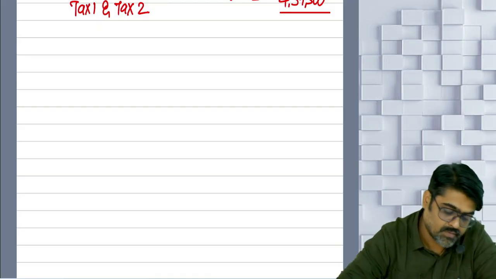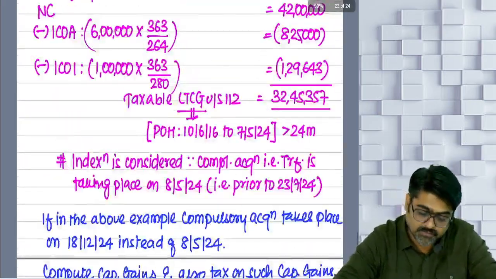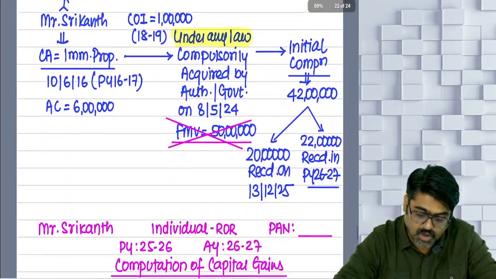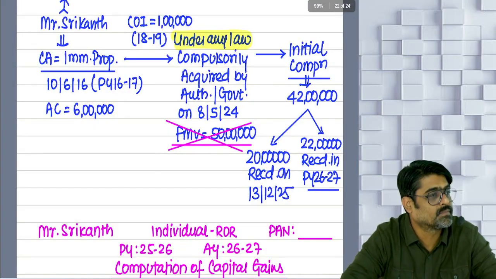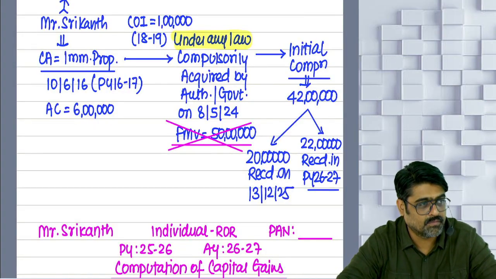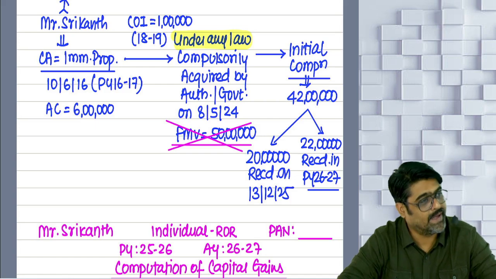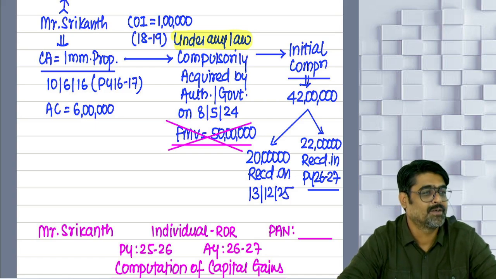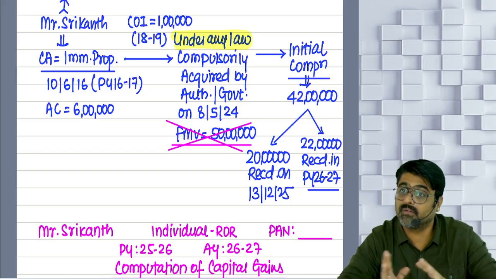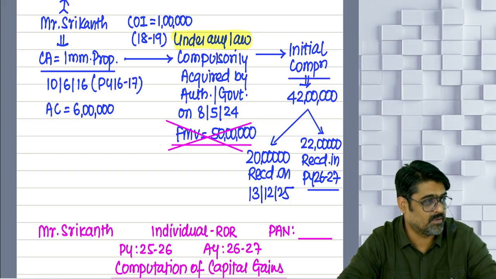Now what if the government offered, Srikant, how much government offered you? Are you happy with this? So what are you going to do? You will file a case against the government authorities who have done the compulsory acquisition.